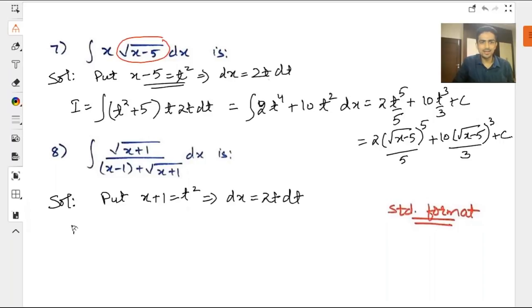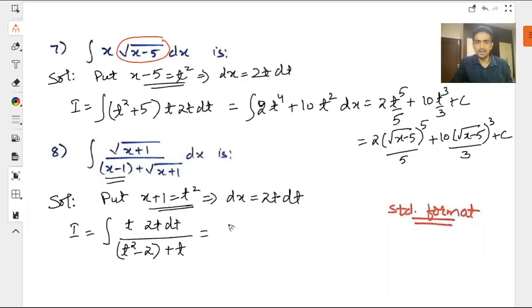Yes? So what is your I? This is t. Now dx is 2t dt, divided by, what will be x minus 1? From here, x minus 1 will be t square minus 2. X minus 1 will be t square minus 2, plus t. And guys, what it is? It is 2t square upon t square plus t minus 2.